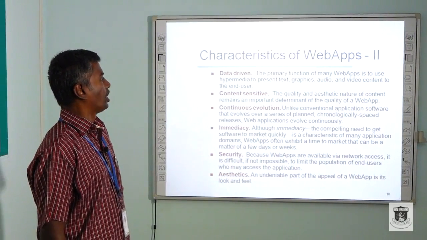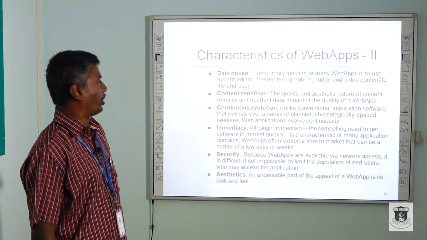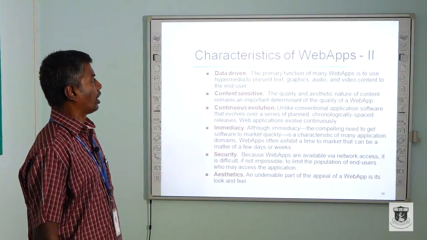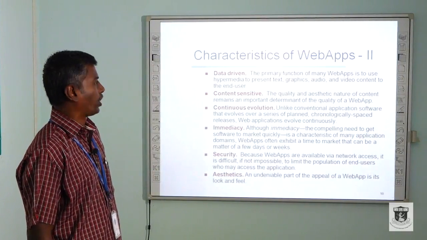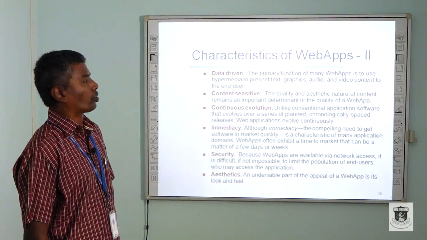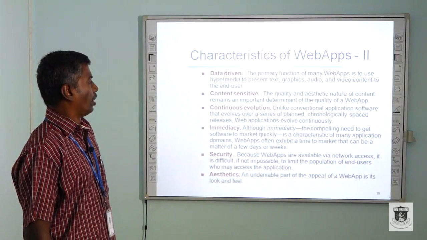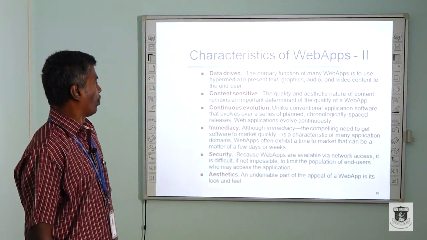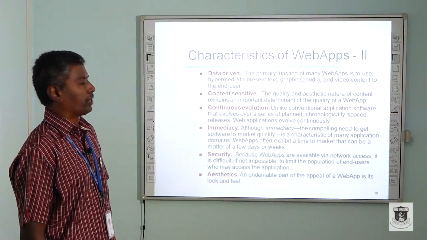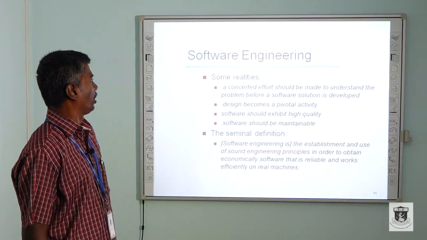Immediacy, although the compelling need to get software to market quickly is a characteristic of many application domains, web apps often exhibit a time to market that can be a matter of a few days, a few weeks, or maybe a month. Security, because web apps are available through network access, it is difficult, if not impossible, to limit the population of end users who may access the applications. Aesthetics, an undeniable part of the appeal of a web app is its look and feel.